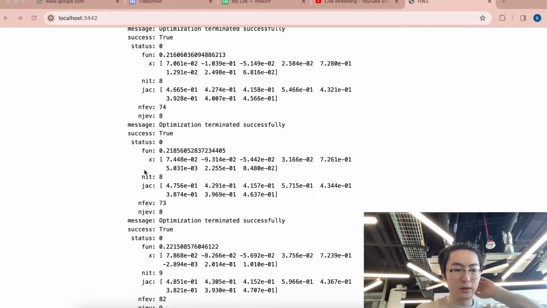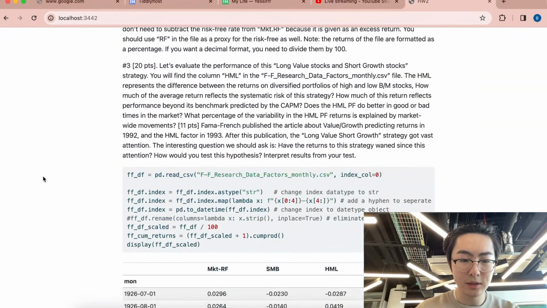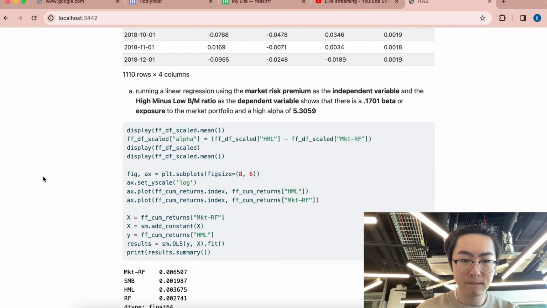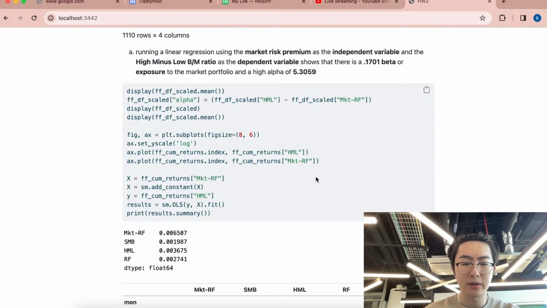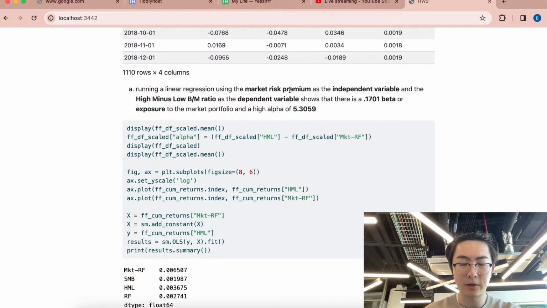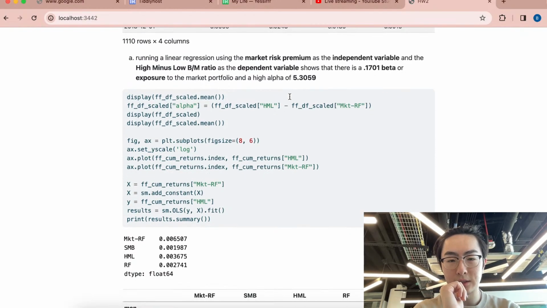So I did come up with these. I came up with a really low beta, which I feel like doesn't make any sense, because why is it 0.1? I did that by running a regression using the market risk premium as the independent variable, and the high minus low book to market ratio as the dependent variable.